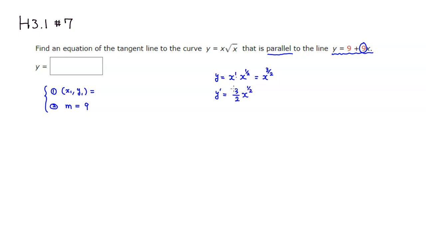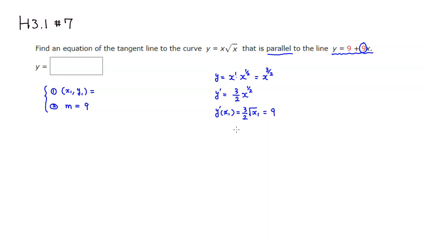So if you plug in x1, which we don't know yet, we're going to get 3/2 times the square root of x1. Since the derivative tells you about the slope of the tangent line, we know that at this particular point, the slope is supposed to be 9. So we have that.